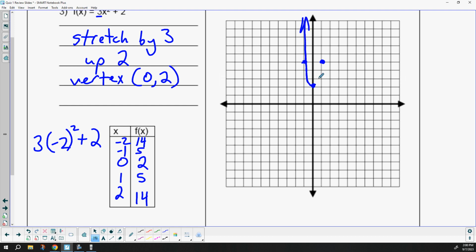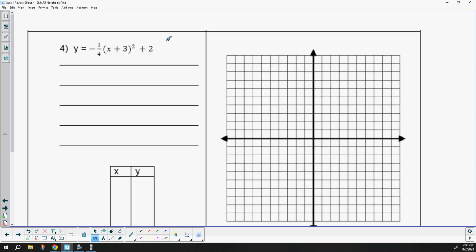Super skinny parabola. I think this was my last example for this. Again, left to right, we have a negative. It means we're reflecting. We have a quarter, that's between 0 and 1, so we shrink. Shrink by a quarter.